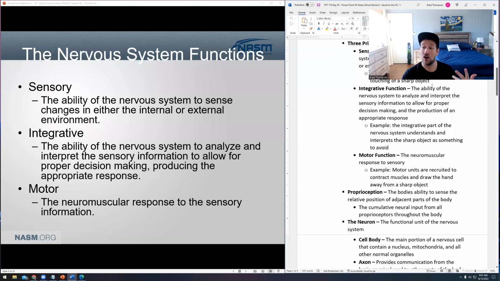Okay, so we're going to have our integrative function. This is the ability of the nervous system to analyze and interpret sensory information, and this allows for proper decision making. This is where we actually decide what to do. So if you go to pick up a big heavy dumbbell, but it's actually not that heavy, then your brain's going to go, oh, hey, we don't need that much muscle. Let's recruit way less. Let's calm down, right?